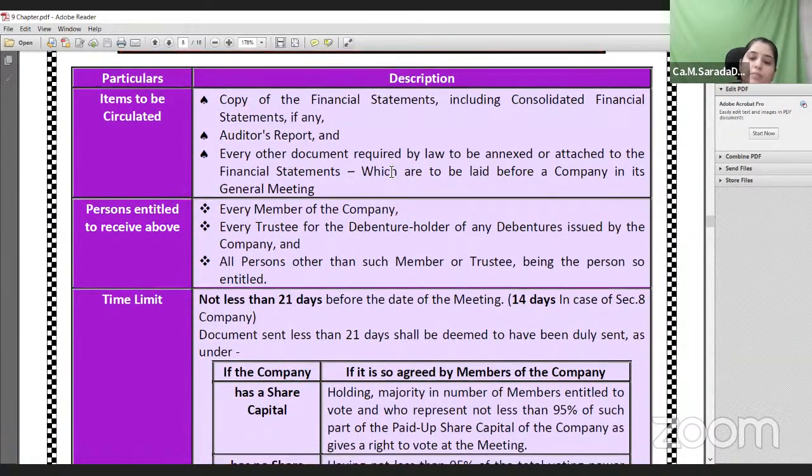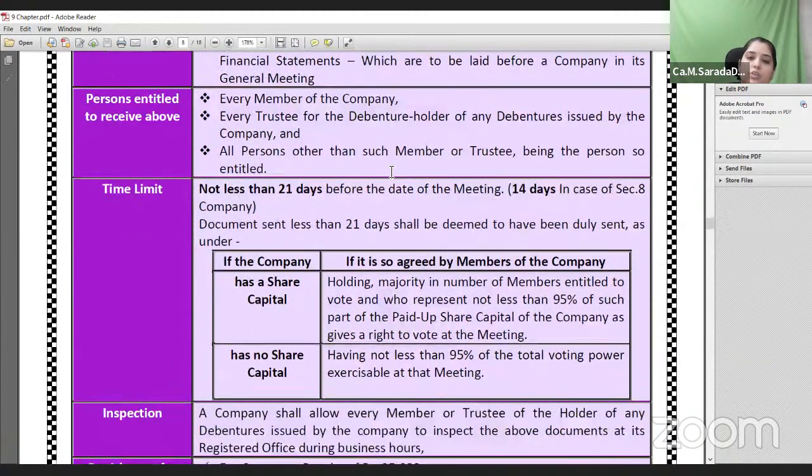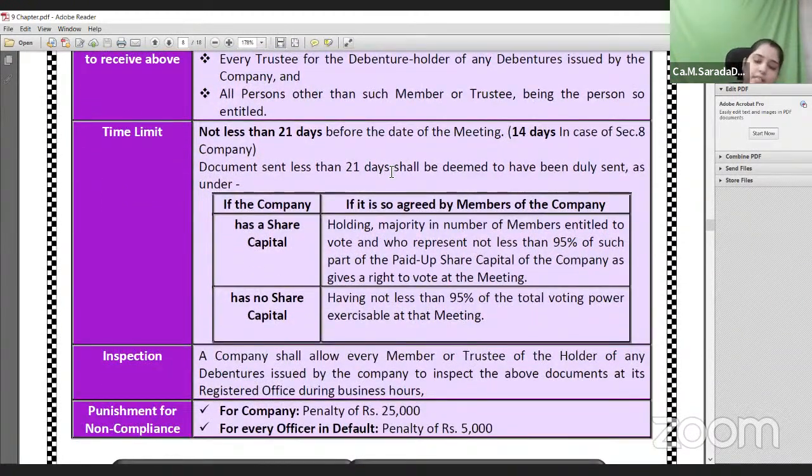Okay. However, sometimes the company can also circulate these documents for a period lesser than 21 days. In such cases, 95% of members who are present in the meeting, either during the meeting, before the meeting, or after the meeting, should accept the lesser period of time, then it would be valid.